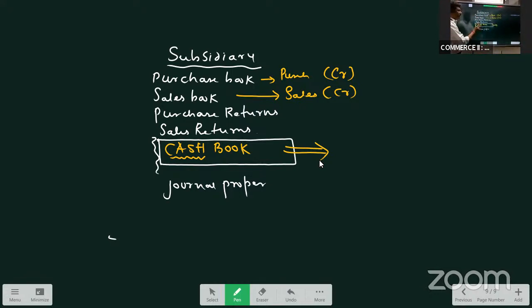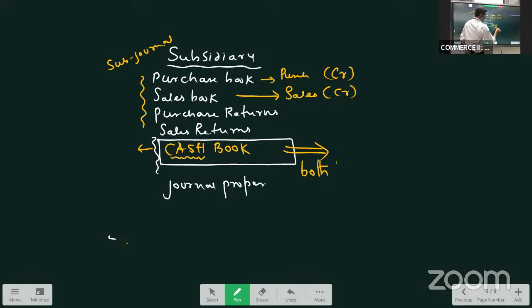Why we deal with this separately is because it is not similar to the other books. Purchase book, sales book, purchase return book, sales return book are purely substitutes of journal, sub-journals. Of course, cash book is also a substitute of journal as well as a ledger. Very important, remember this: cash book is both a journal and a ledger.